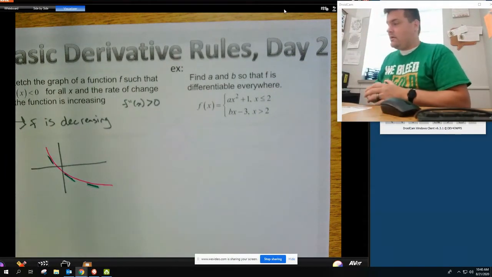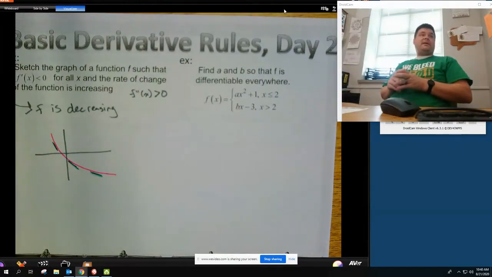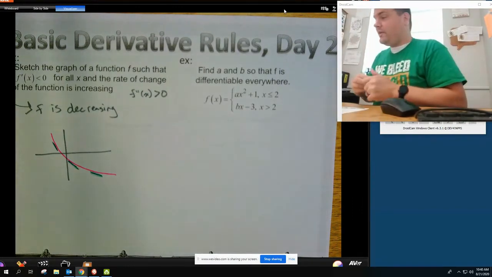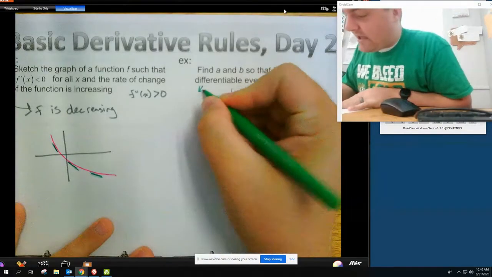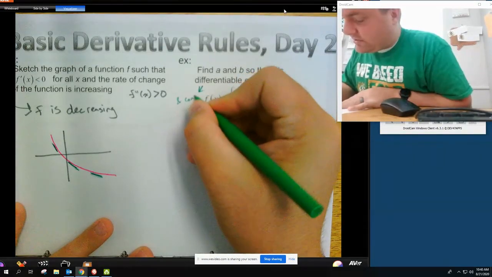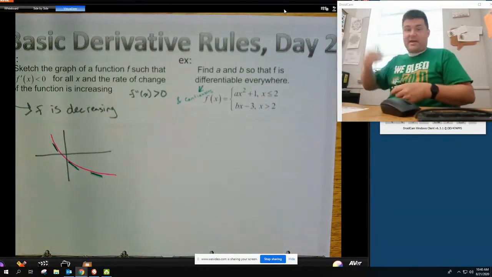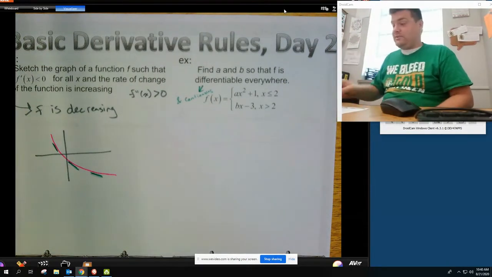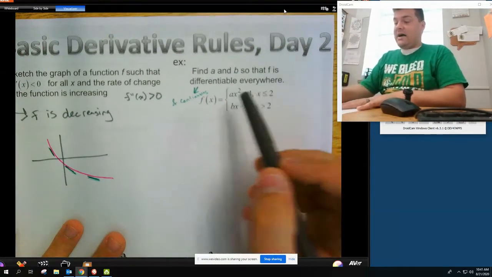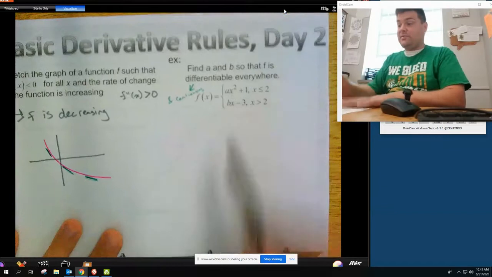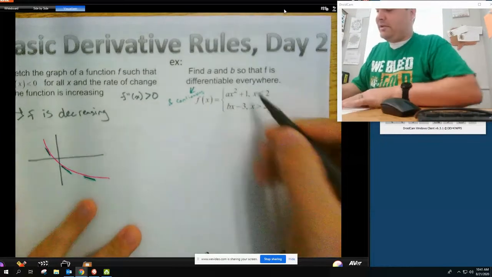Okay. Let's talk about another piecewise function here. Let's find a and b so that f is differentiable everywhere. And whenever we say differentiable, there's that little hidden word there of, and it's continuous. So if it's differentiable, you can find the derivative at every single point, and it's also continuous by definition. So what I'm going to do first for this problem is make sure this is continuous at 2. This is a piecewise function, so when I plug in a 2, these two should be equal. So I'm going to go ahead and plug in a 2 right now.